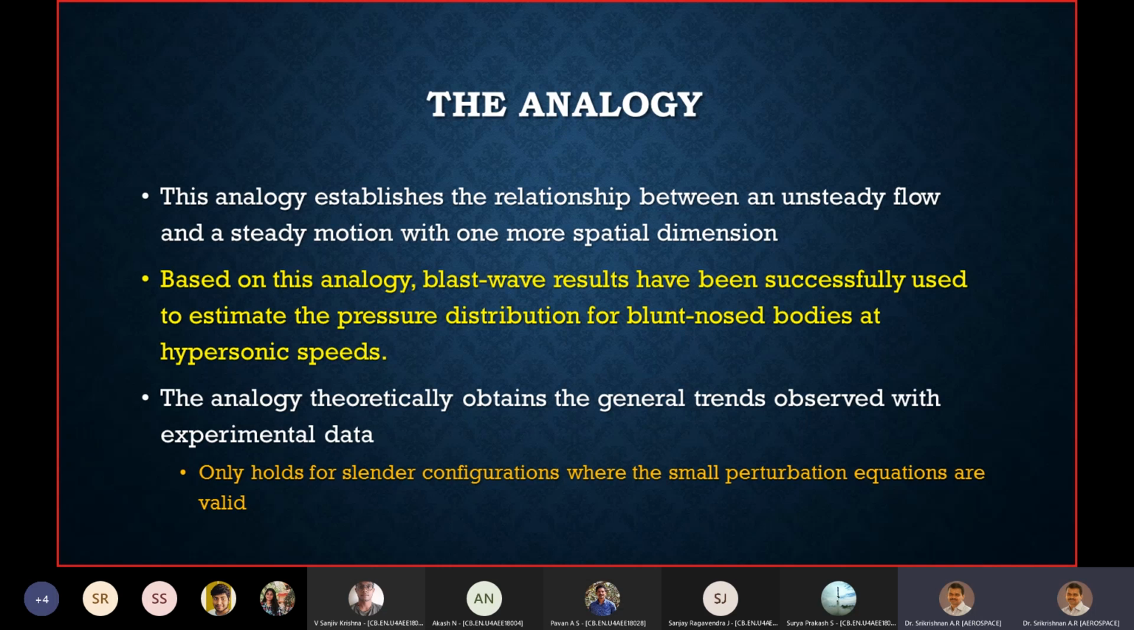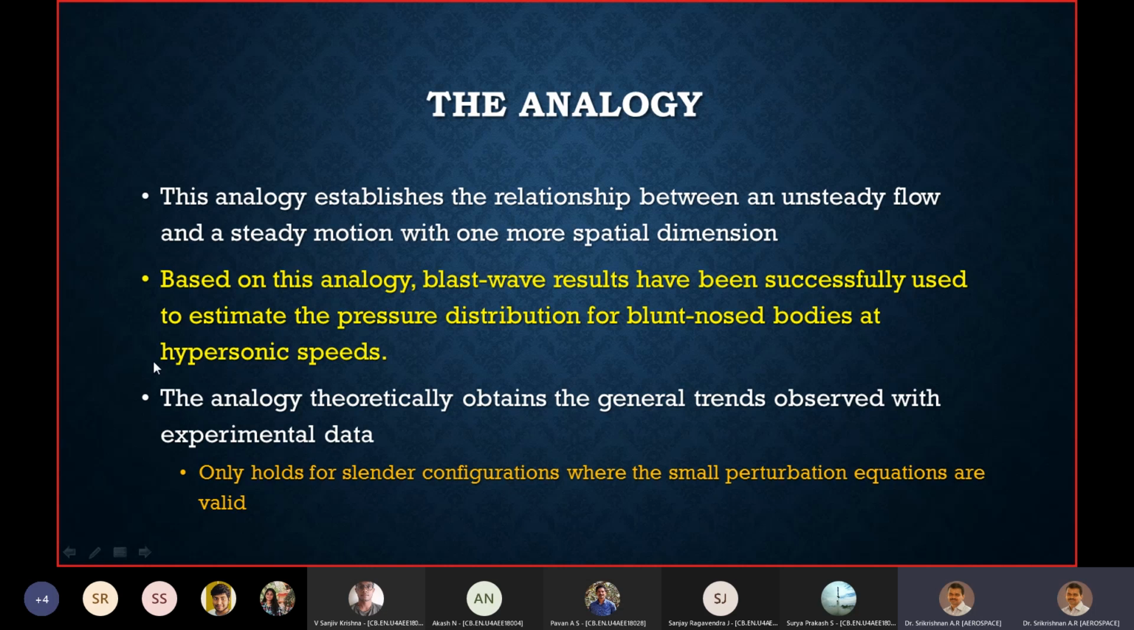They have been successfully used to estimate the pressure distribution for blunt-nosed bodies at hypersonic speeds. I want you to note this second point particularly. We are going to see some examples of this, but before we reach there, let's see the implication of this statement. Based on the analogy we have just seen, the results of blast wave simulations, blast wave models, or blast wave experimental correlations are all available: experimental studies, experimental correlations, and simulation results.